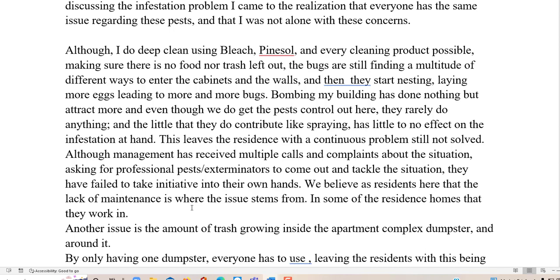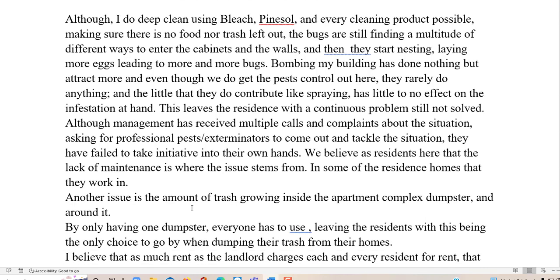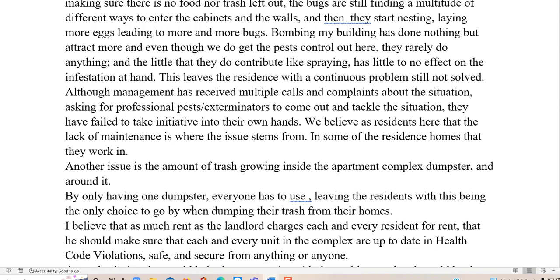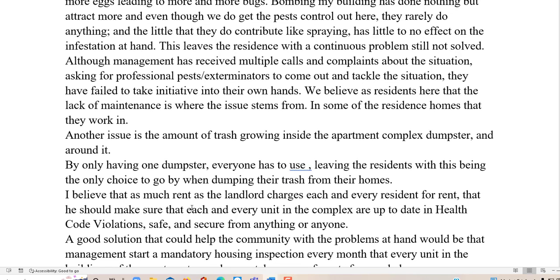Another issue is the amount of trash growing inside the apartment complex dumpster. By only having one dumpster everyone has to use, the residents have no other choice when dumping their trash. I believe that as much rent as the landlord charges each and every resident, he should make sure that each and every unit in the complex is up to date on health code violations, safe and secure from anything or anyone.